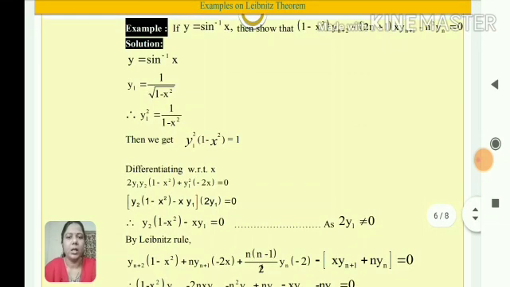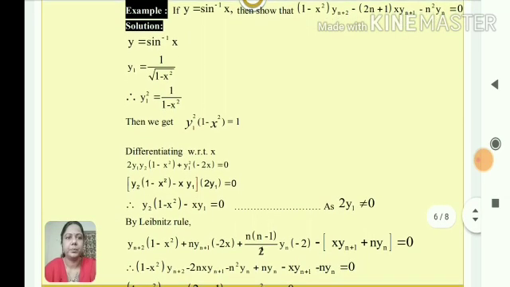Now we'll start with the examples based on the Leibniz theorem. Here is the example: if y is equal to sine inverse x, then show that (1 minus x square) yn plus 2 minus (2n plus 1) x yn plus 1 minus n square yn is equal to 0. So the solution is here.